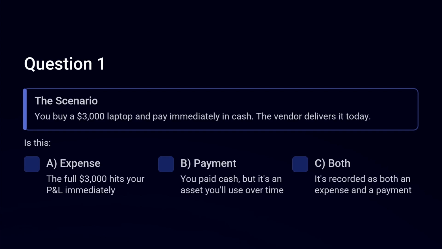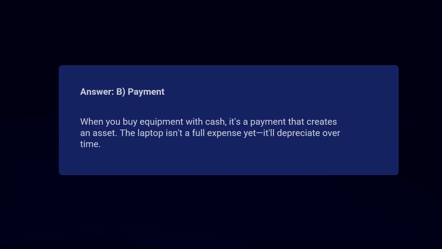Or answer B. Payment. You paid cash, but it's an asset you use over time. Or answer C. Both. It's recorded as both an expense and a payment. Take your time and choose your answer. And the answer is answer B.